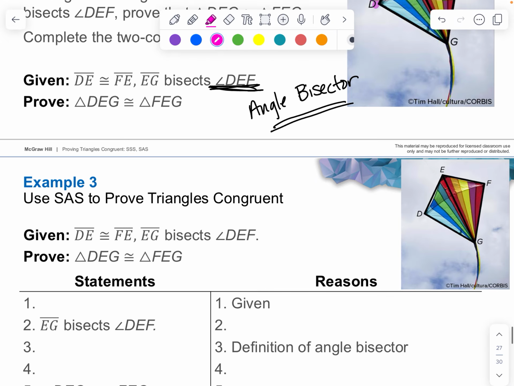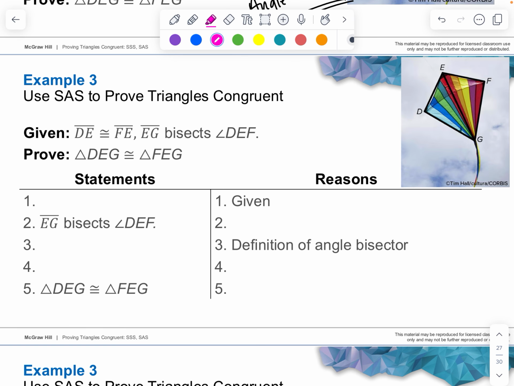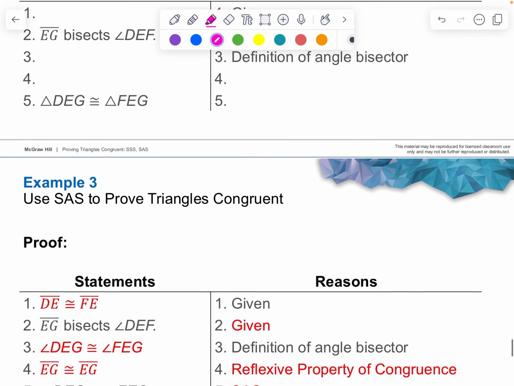So I'm going to go down here. We've got all these blanks. Go ahead and fill these all in. I'm going to go ahead and pause me, take some time. Okay. I'm going to go ahead and show you the answer.